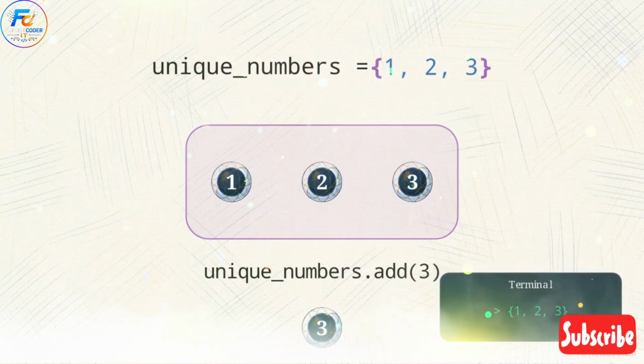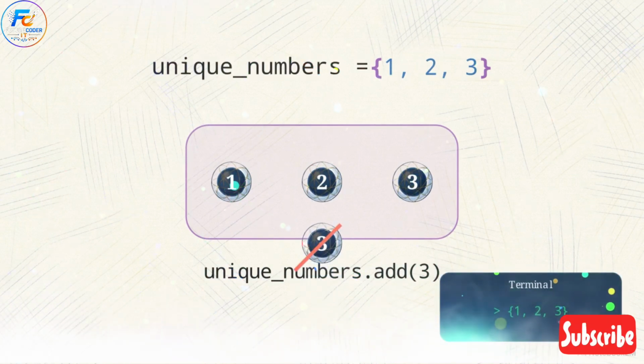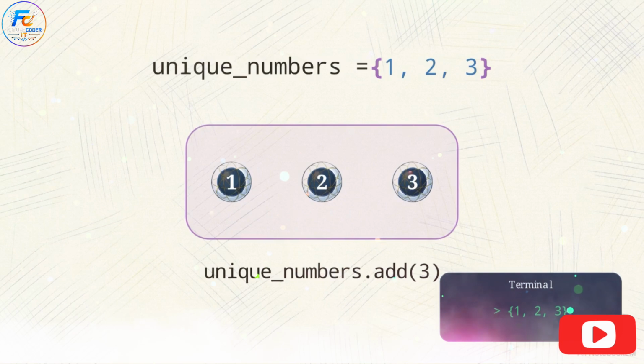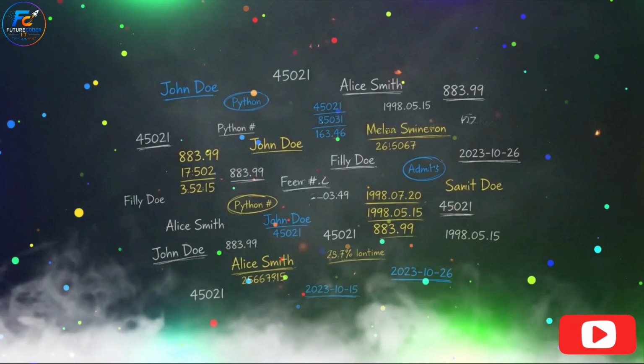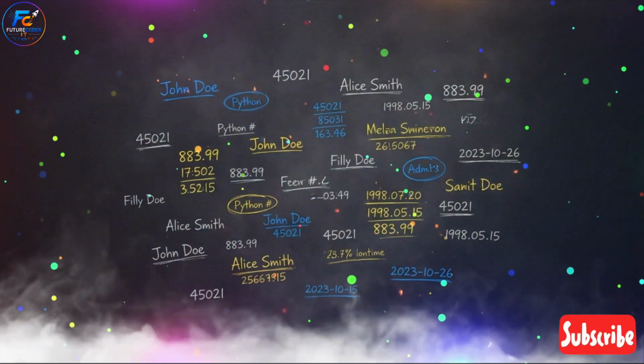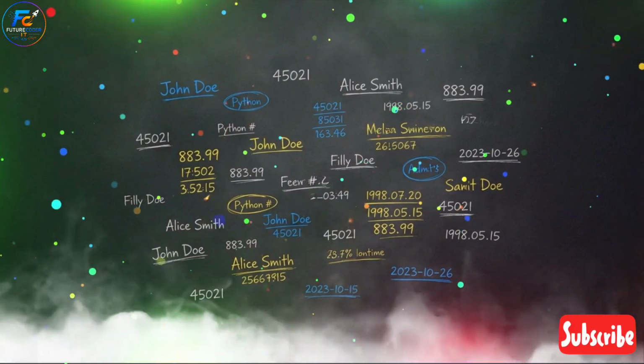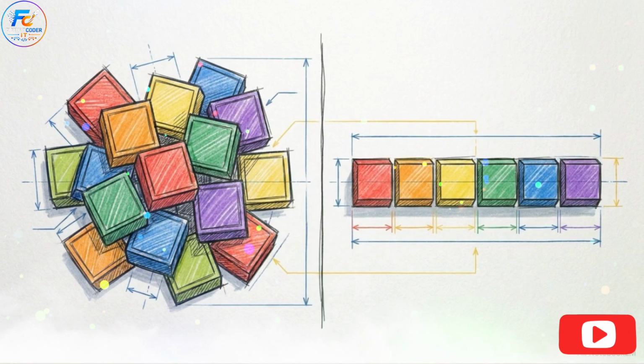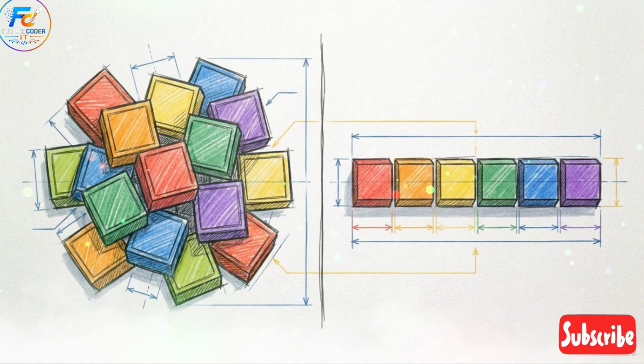If you try to add an item already present, the program won't crash. The set simply ignores the command and leaves the duplicate out. Because sets have no strict order, you cannot pull items from them using a numerical index. Instead, they act as automated data purifiers, ensuring every piece of information they hold is strictly unique.